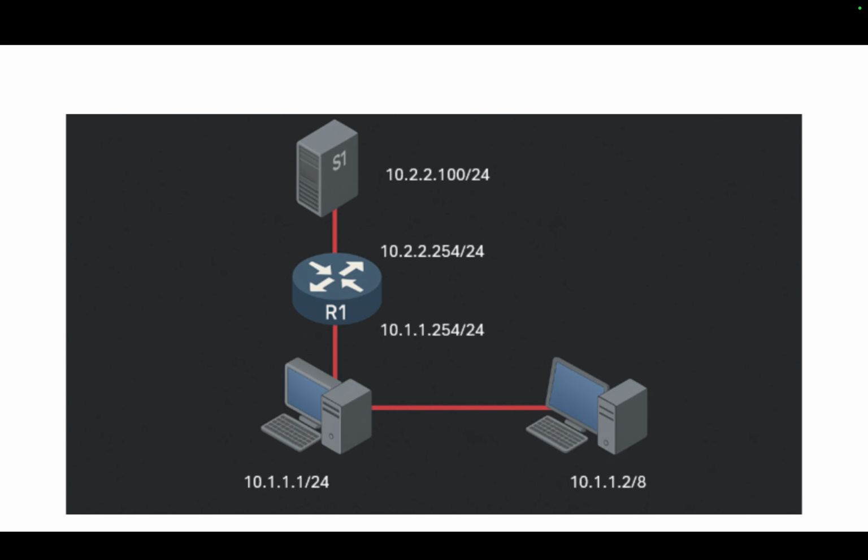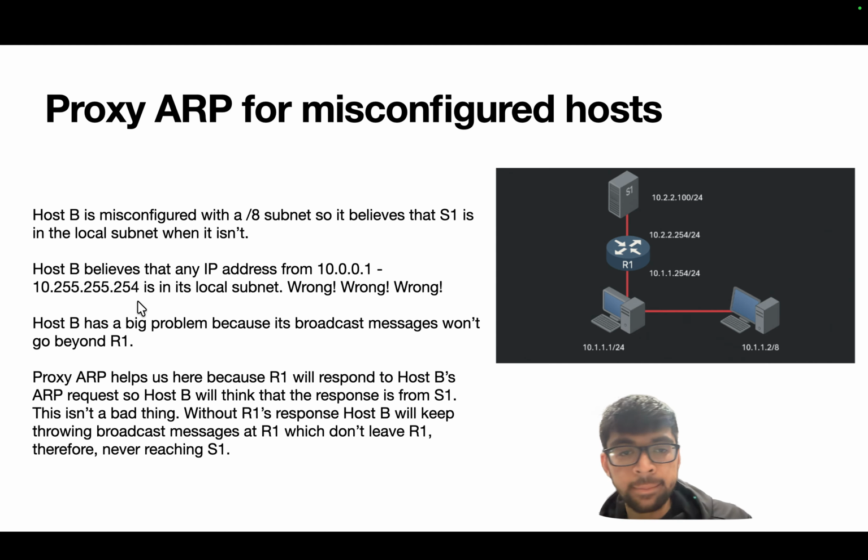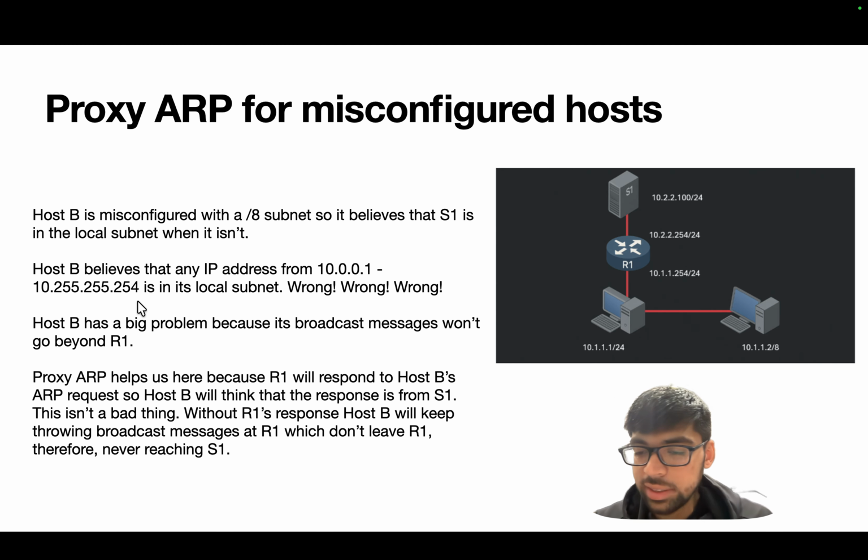But back to this example, proxy ARP is, here's better now, I can actually point. This host had the incorrect subnet mask, and therefore it believes that this server is in the same subnet, because it believes that any IP address from this range, 10.0.0.1 to 10.255.255.254, is all in this local subnet. It thinks they're all in that same subnet. That's wrong. So that's a problem.